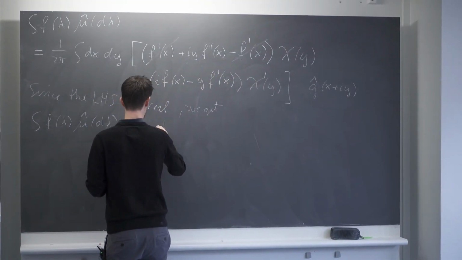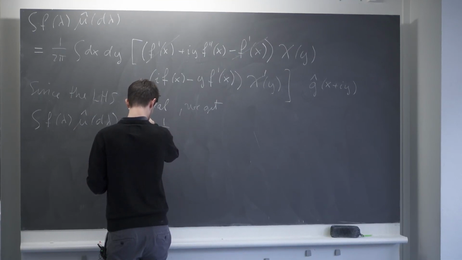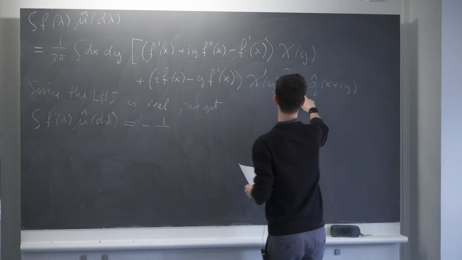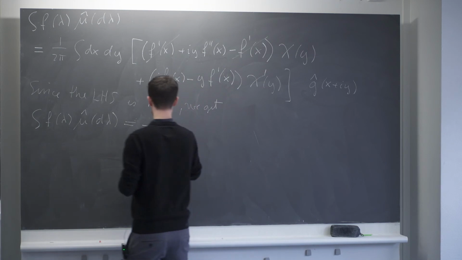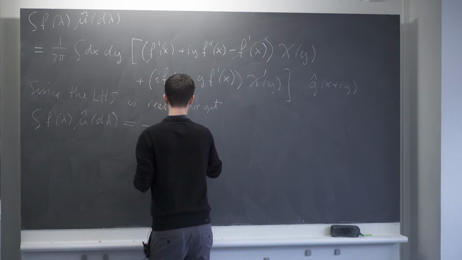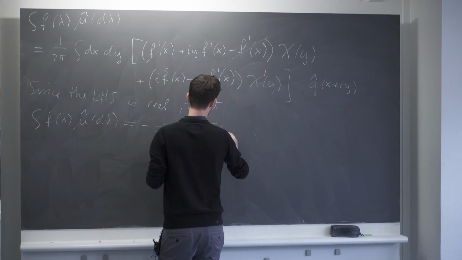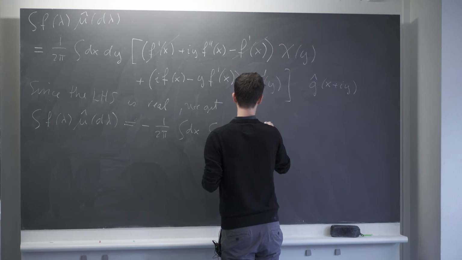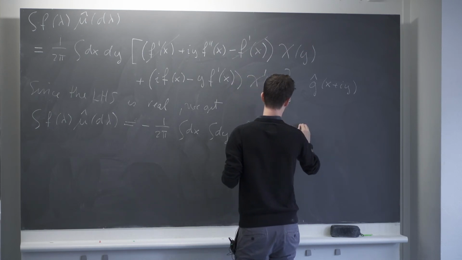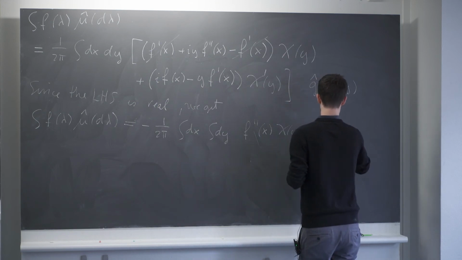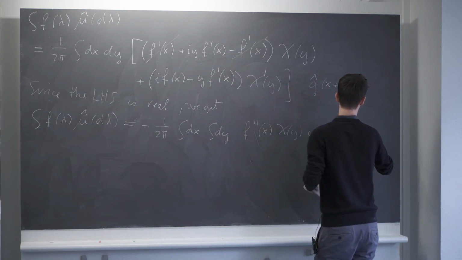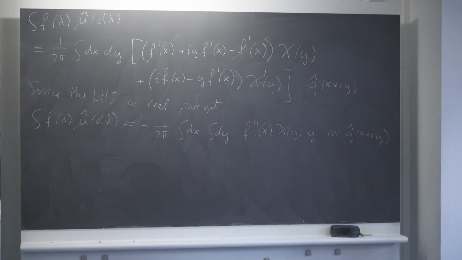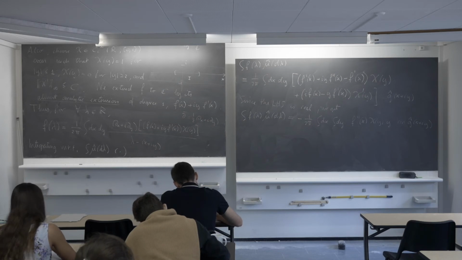with a minus sign that comes from this: if you take i times the imaginary part of this, you get two i's, which gives you a minus sign. We have dx and dy, and then we have f double prime x chi of y times y times the imaginary part of g hat. Okay, so this is the first term. This is the term proportional to chi.